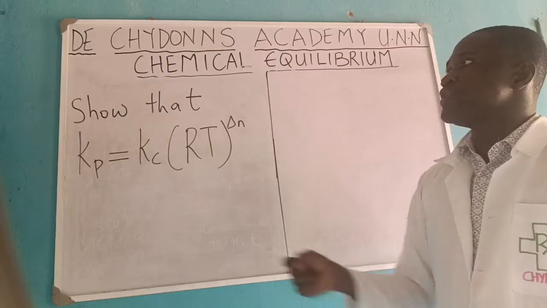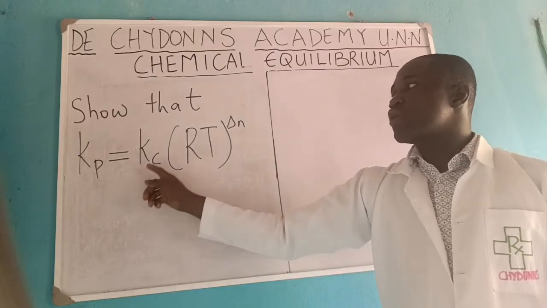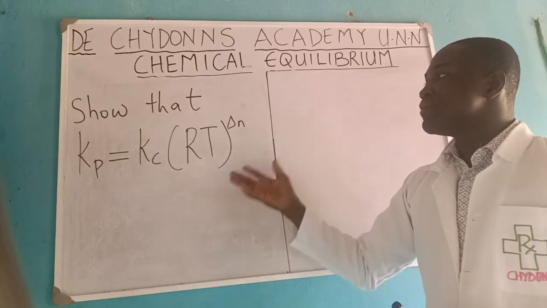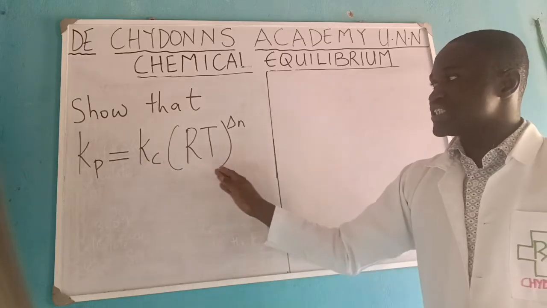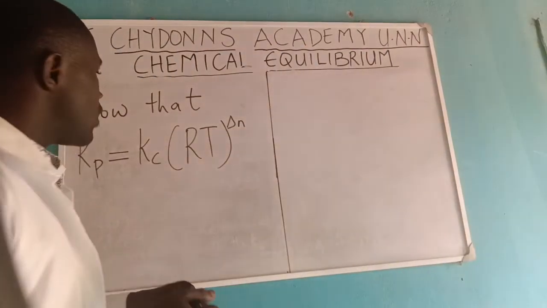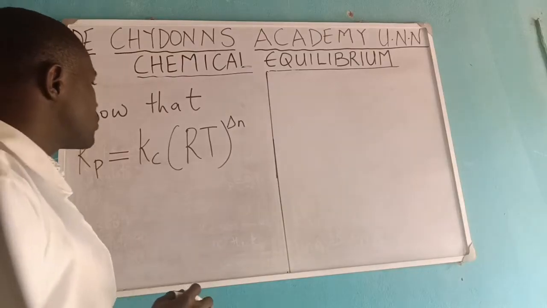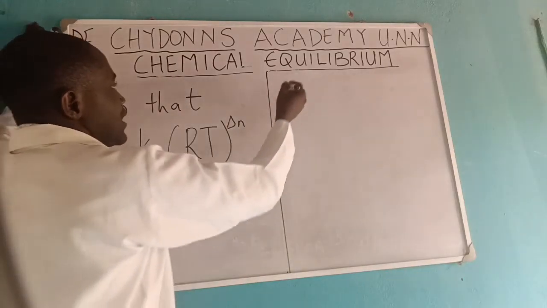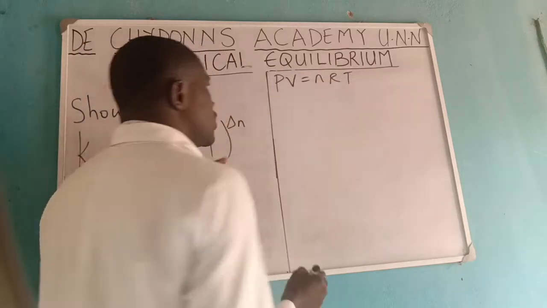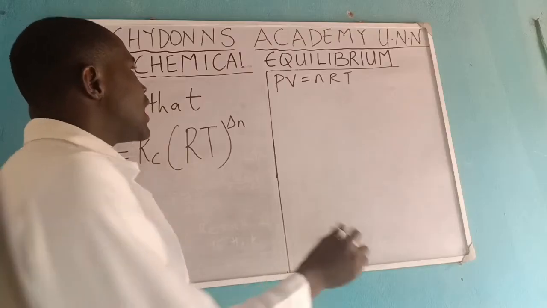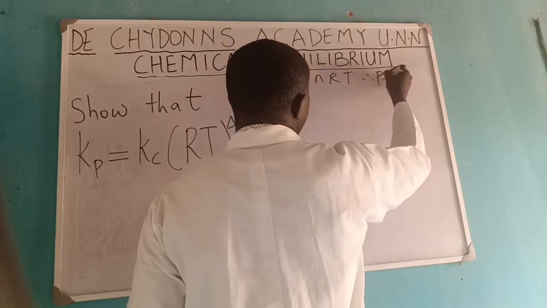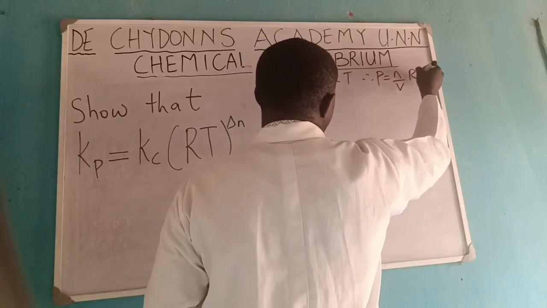Yes. Let's see how to prove this. Show that Kp is equal to Kc bracket RT raised to power change in n. This simply means we should prove that this formula is correct. And how do we do it? First of all, we know from the gas law that PV is equal to nRT. Now, when you make P the subject of the formula, we have P equals n over V RT.